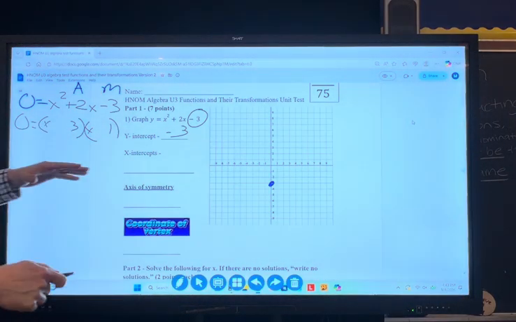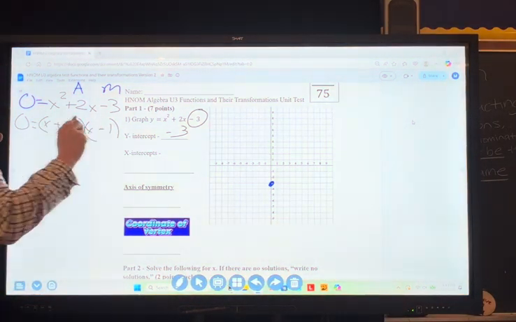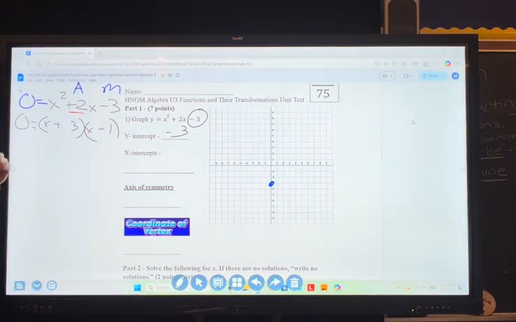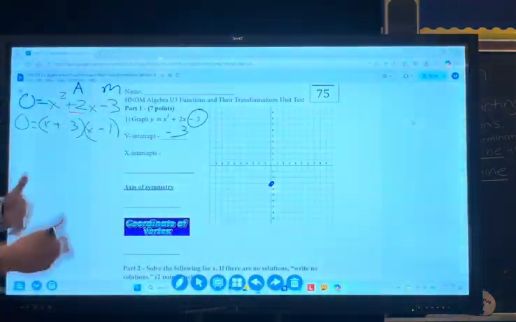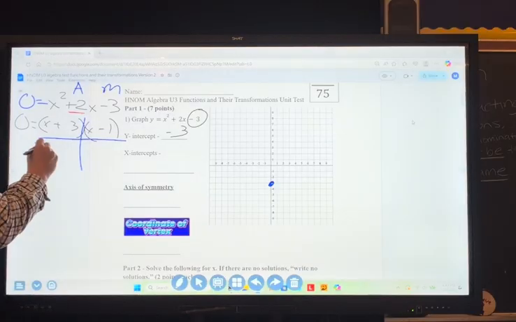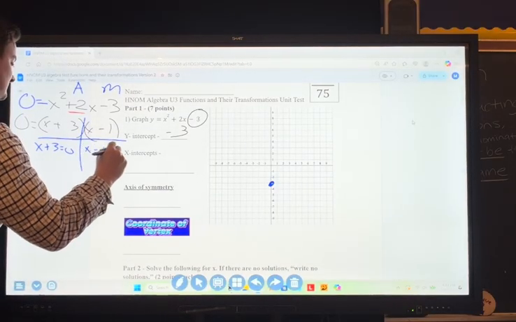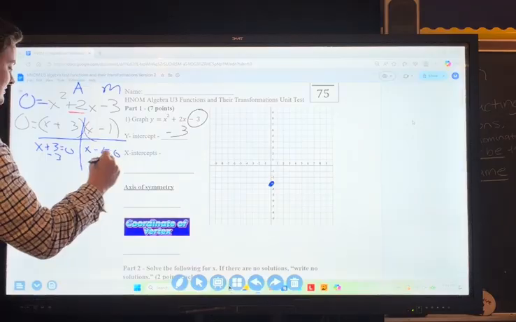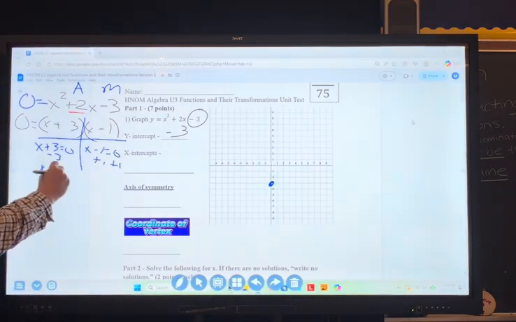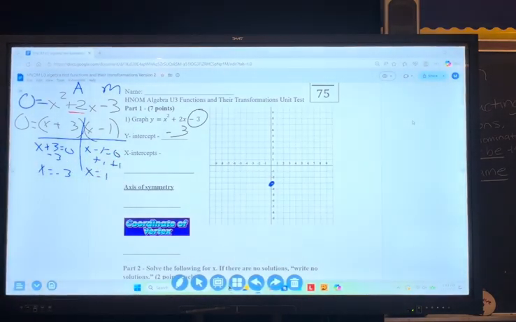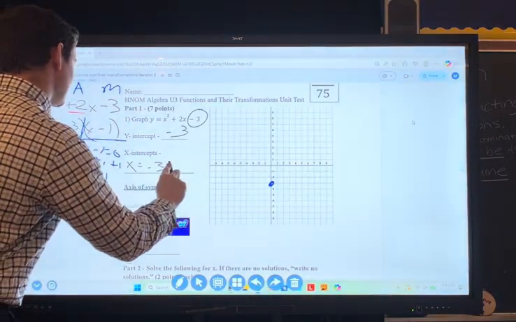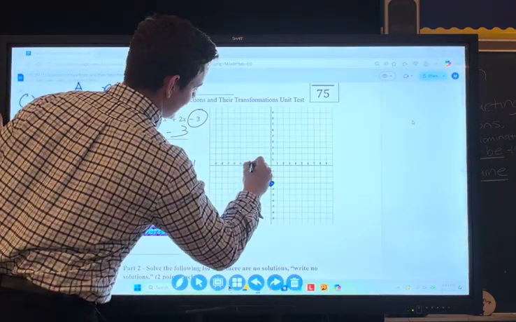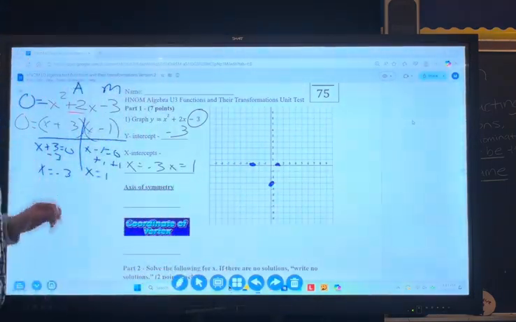And then I know it has to be a positive 3 and a negative 1, because since it ends negative, the bigger one must be positive. These are the factors, which are helpful, but I need to find the actual x-intercepts, so I set each of these equal to 0. When I solve these, I get x equals -3 and x equals 1. So I can put a dot at -3, and I can put a dot at 1.